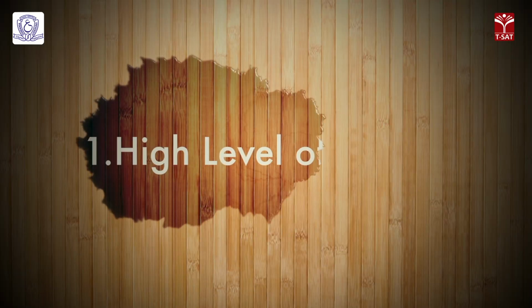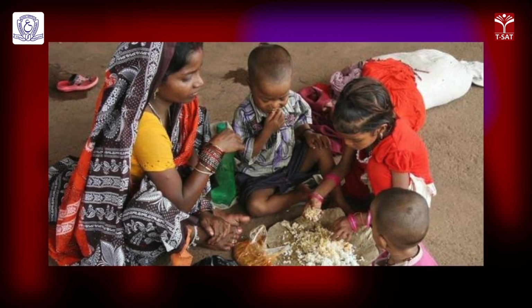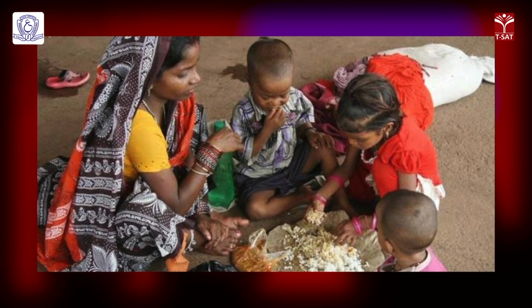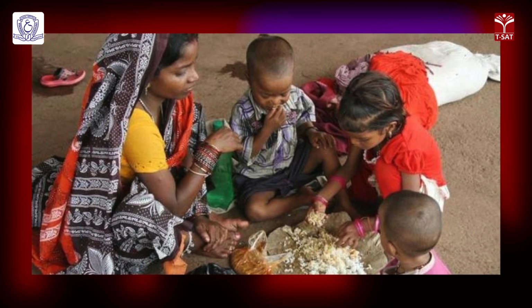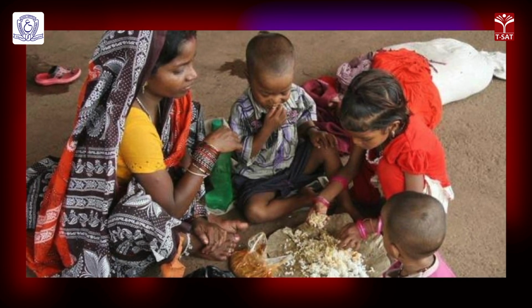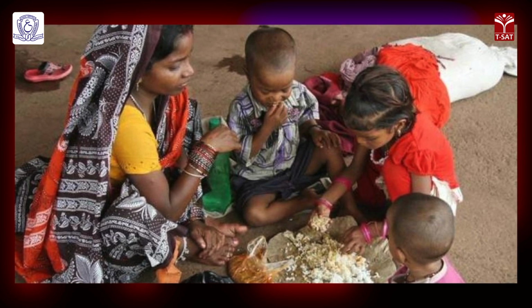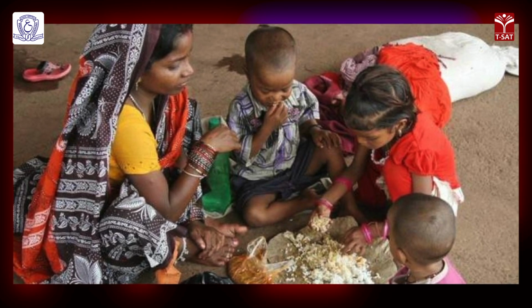Let us discuss the main causes one by one. The first one is high level of poverty. There is a strong link between illiteracy and poverty. There is a significant negative correlation between measures of poverty and the adult literacy rate at both the international level and at the subnational level in countries such as India. That is, where poverty rates are higher, literacy rates tend to be lower.